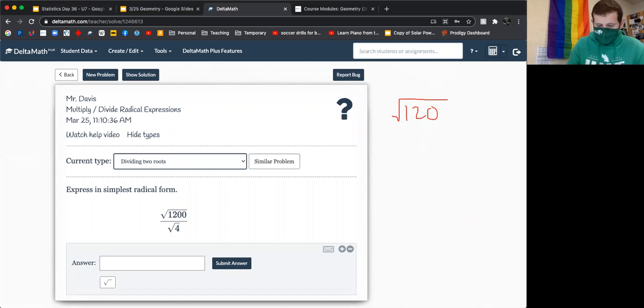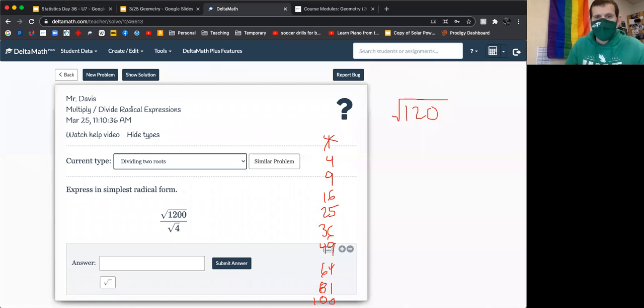Remember, your perfect square factors are 1, 4, 9. Actually, 1 doesn't matter to us. It is a perfect square, but it doesn't matter. Your perfect squares are 4, 9, 16. When you get to the classroom, I have a multiplication table at the front that you'll be able to look at, and it has those: 25, 36, 49, 64, 81, 100, and then it can go from there. 121 is the next one.